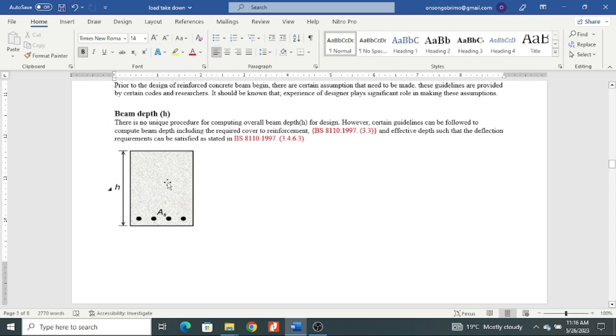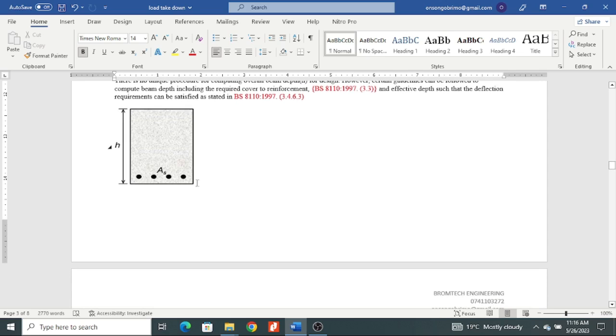When it is really necessary, you can also go ahead and even increase reinforcement, but provide a section that is not as deep as required by this, but this requires design. So you should design and not just provide.